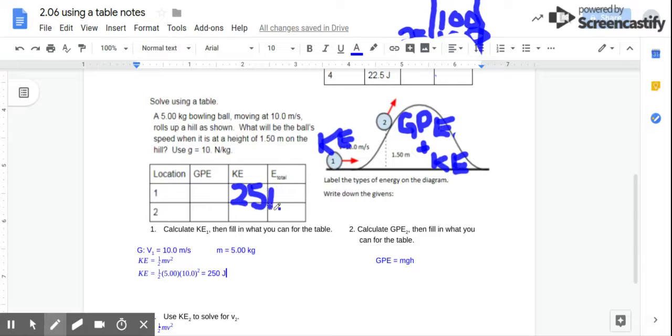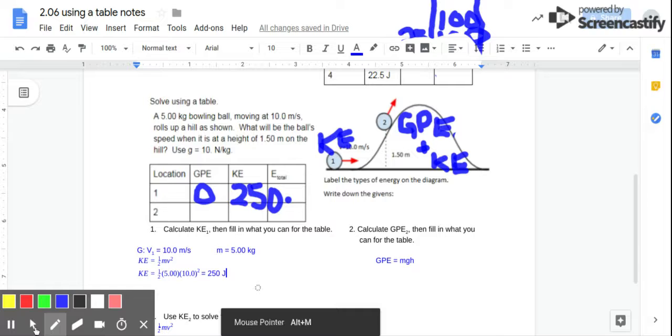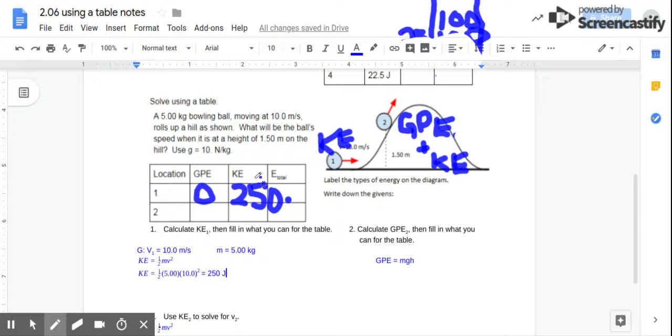Oh, this is so small. 250 dot, because there's 3 sig figs in 5.00 and 3 sig figs in 10.0. So the GPE we already know is 0. So our E total is going to be 250. So hopefully this goes with this.